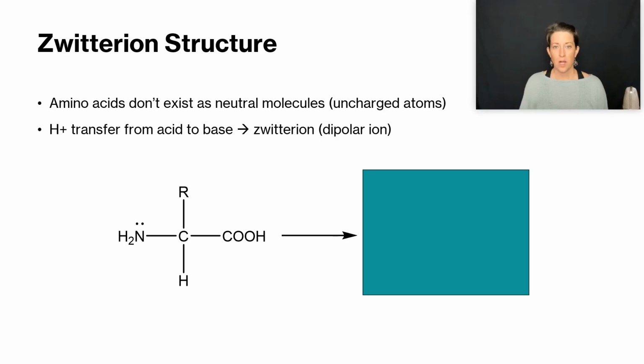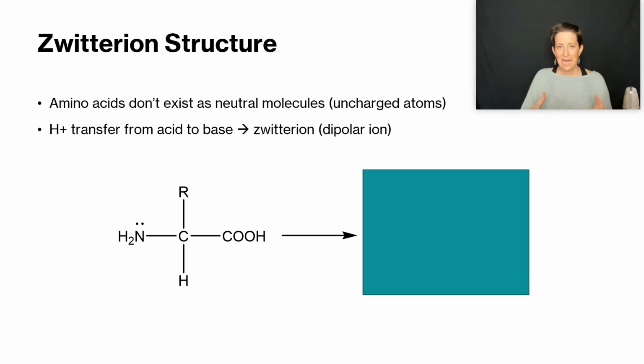How we draw and recognize the generic structure of an amino acid is not actually what occurs in nature. So amino acids do not exist in their neutral or uncharged atoms form. Because in an amino acid, you have an amino group that can act as a base and a carboxylic acid group that can act as an acid.